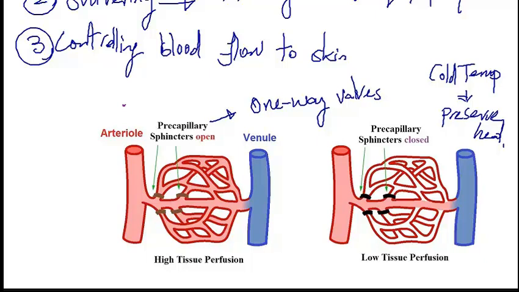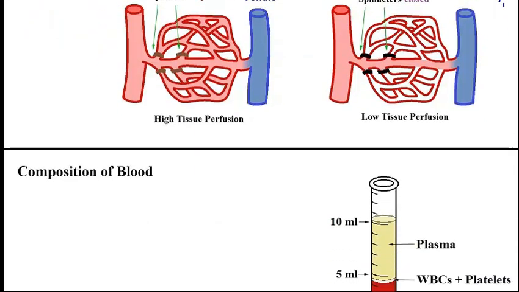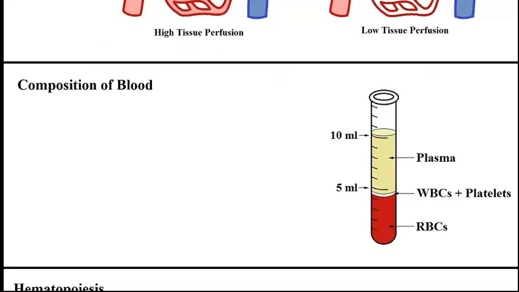Now let's go over composition of the blood. If you get a 10 ml sample of blood and you centrifuge that, you will get about 55% of a yellow clear liquid that is called plasma. So this plasma composes 55% of the total blood.